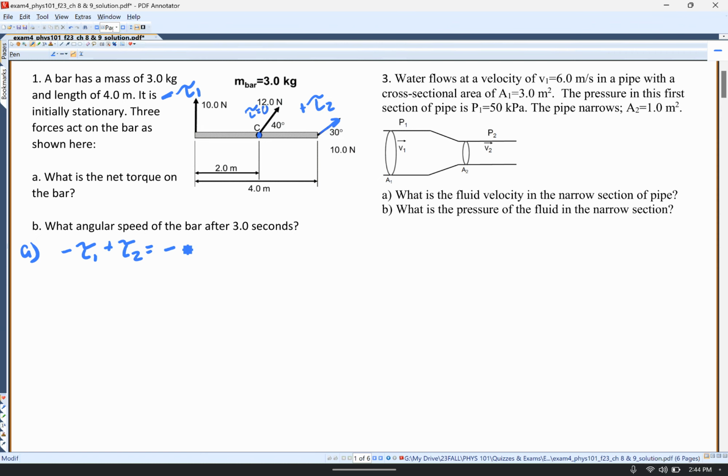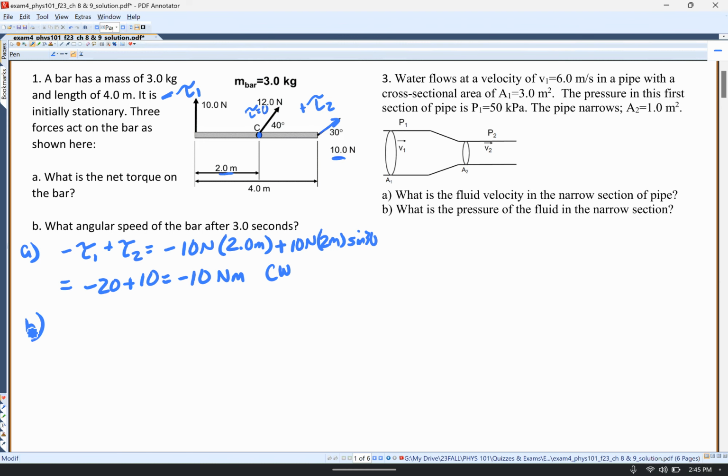That's going to be negative of 10 newtons times the distance to the axis of rotation, which is 2 meters, plus 10 newtons, that's this force, times the distance, which is also 2 meters, times sine of 30. That gives me negative 20 plus 10, or negative 10 Newton meters, and because it's negative, it's clockwise. Now for part B, I want to know what the angular speed of the bar is after 3 seconds.